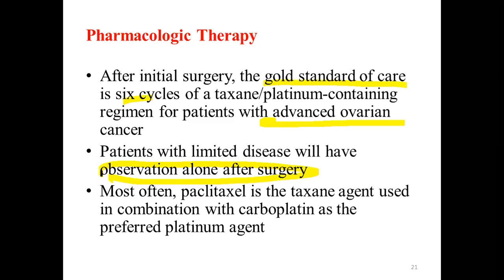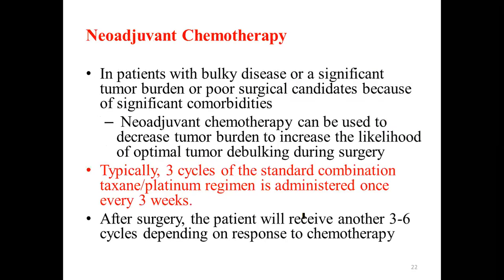However, most often paclitaxel, a taxane agent, is used along with carboplatin. So paclitaxel with carboplatin is the gold standard treatment regimen in ovarian cancer. However, there is a scenario where we consider adjuvant chemotherapy even in ovarian cancer. But the most common protocol is surgery then chemotherapy, or surgery alone in the early stage.